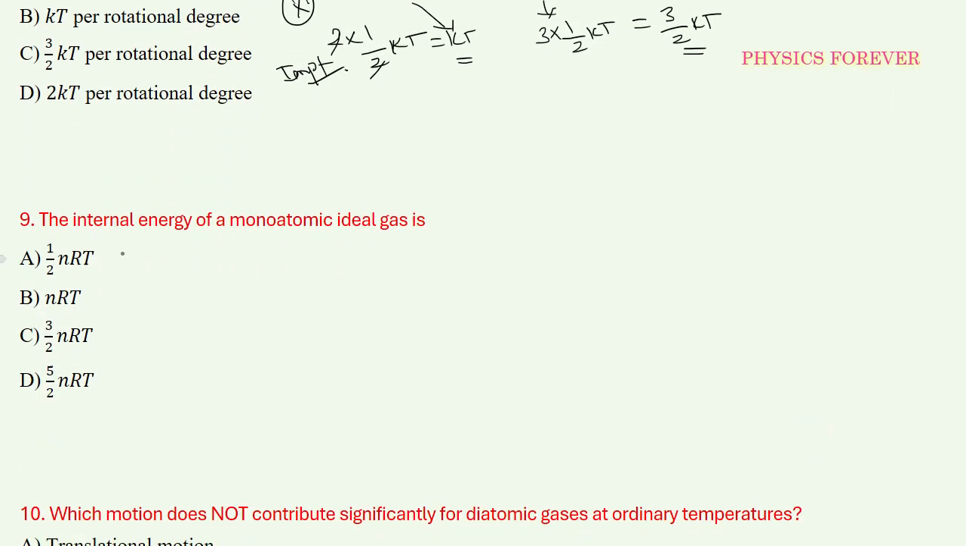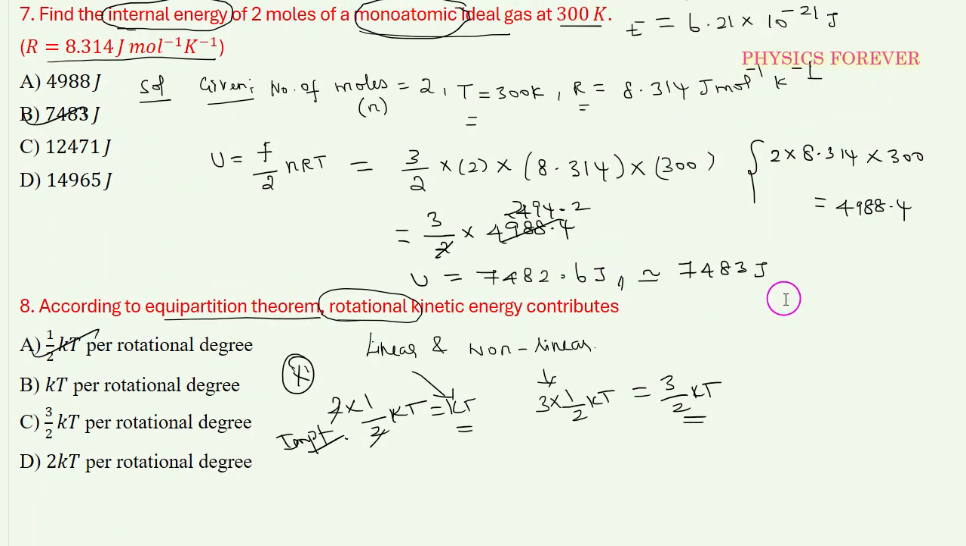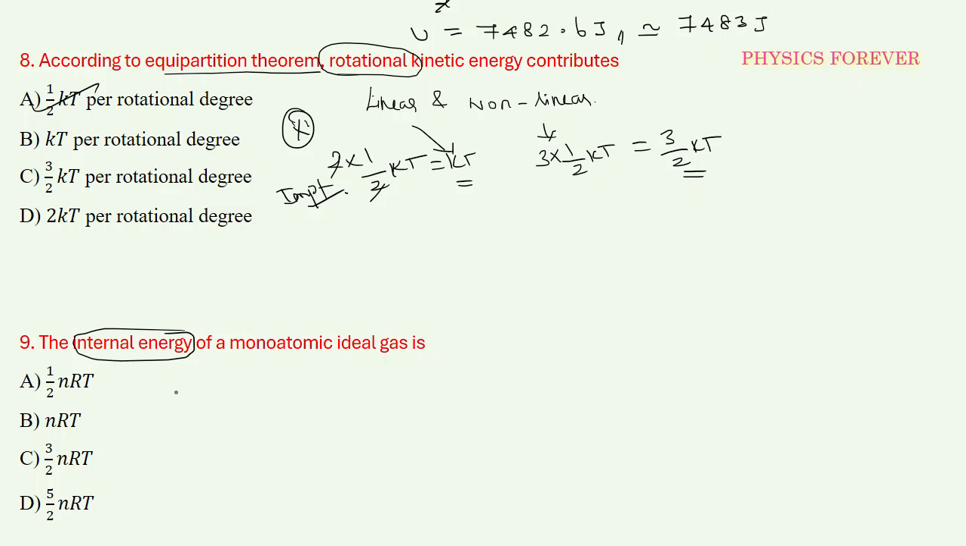So question number 9, the internal energy of monatomic ideal gases. Already we have written the formula for internal energy. So here internal energy we can write as U is equal to f by 2 nRT. For monatomic ideal gases, what is the degree of freedom? 3. Then 3 by 2 nRT. So answer C is correct.